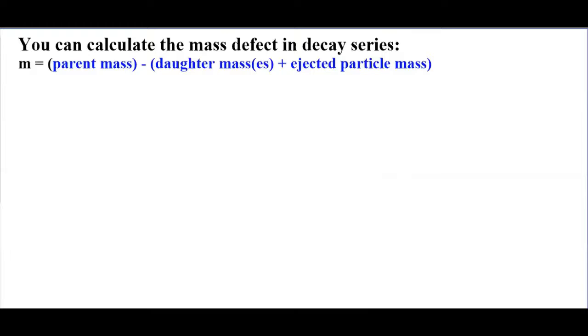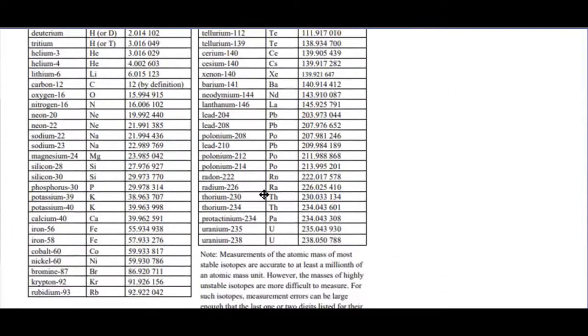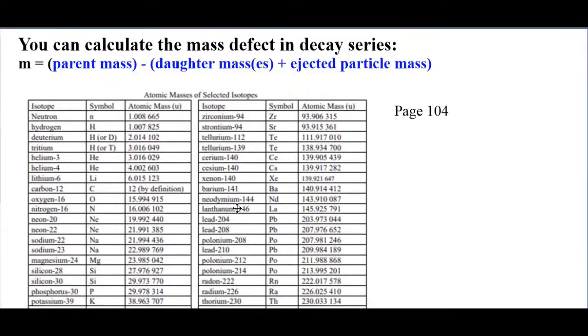So if you're given a nuclear decay equation to find the mass defect, that would just be a matter of writing out the decay series and then take your parent mass, subtract your daughter masses plus whatever your ejected particle mass is. So you're going to have to be looking up a lot of masses. For that, inside your notes in Unit 5, you'll find page 104. On page 104, you will see this isotopes chart.